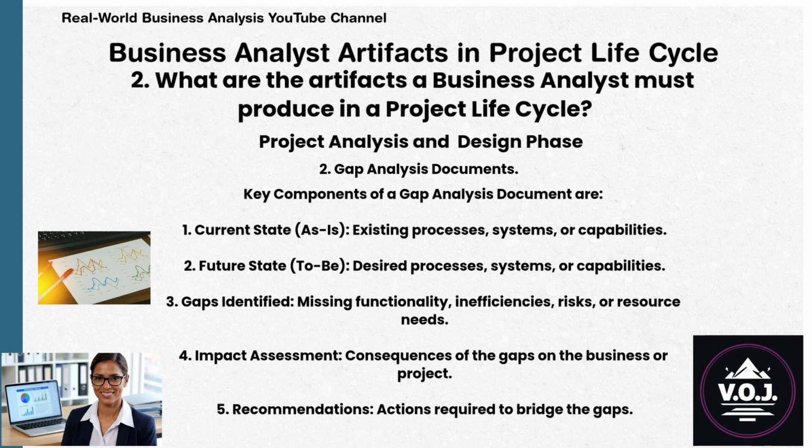Key components of a gap analysis document are: 1. Current state, as-is. These are existing processes, systems, or capabilities. 2. Future state, to-be. These are desired processes, systems, or capabilities. 3. Gaps identified. These are missing functionality, inefficiencies, risks, or resource needs. 4. Impact assessment. These are the consequences of the gaps on the business or project. And 5. Recommendations. These are actions required to bridge the gaps.